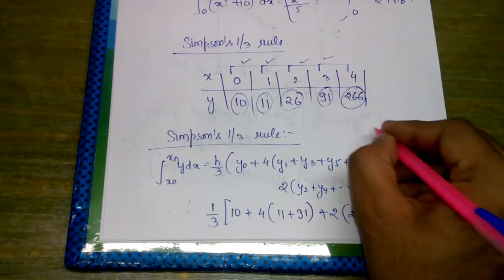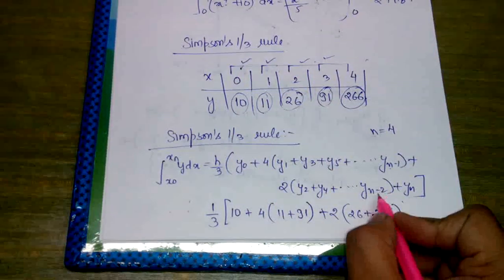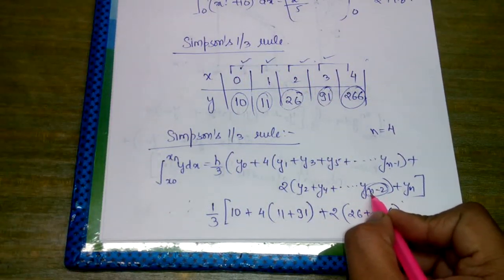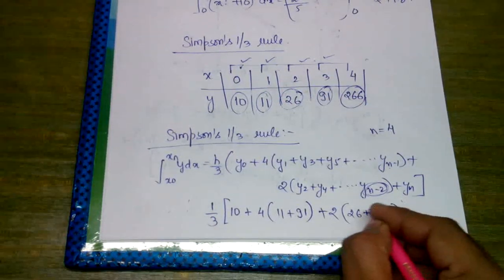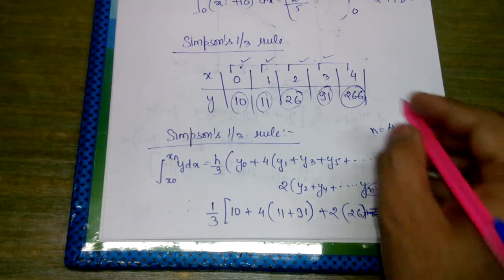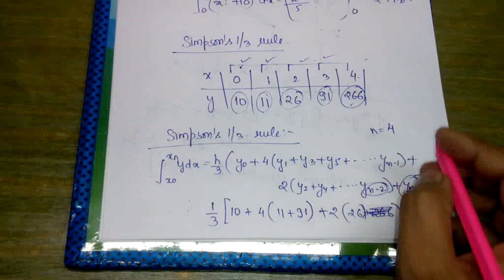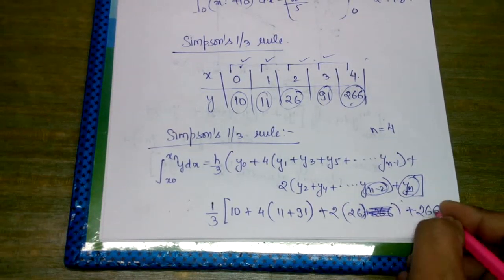Just 1 minute. What is n? N is the number of intervals, that is 4 here. 1, 2, 3, 4. So here we have to take only up to 4 minus 2, that is 2. Matlab yahan par hum sirf jo value likhenge, wo 26 wali hi value likhenge. Y of N will be added separately. Y of N, that is Y of 4, is 266. So 266 will be added separately.